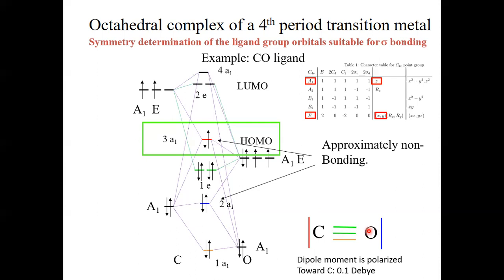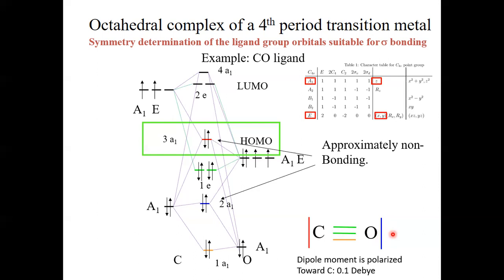The carbon monoxide molecule is slightly polarized toward the carbon. And that is because only the bonding electrons are mostly located at the oxygen, but the antibonding electrons are mostly localized at the carbon.